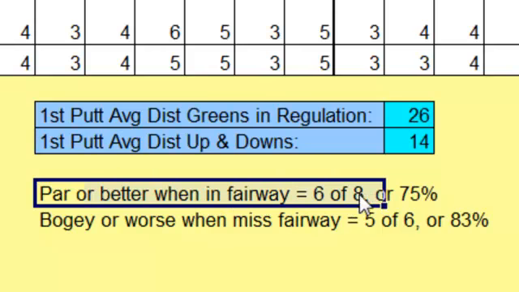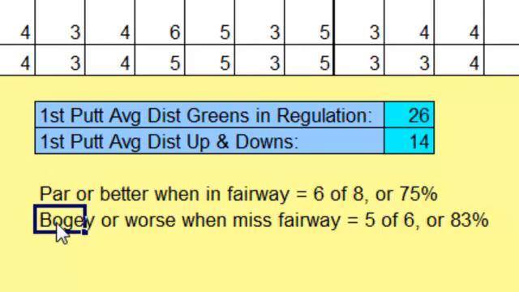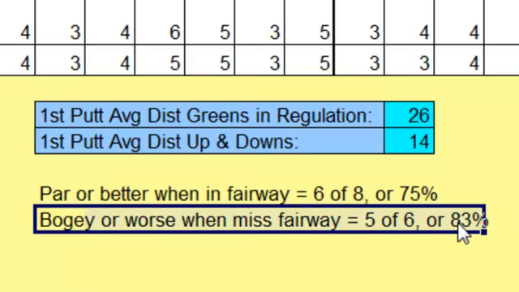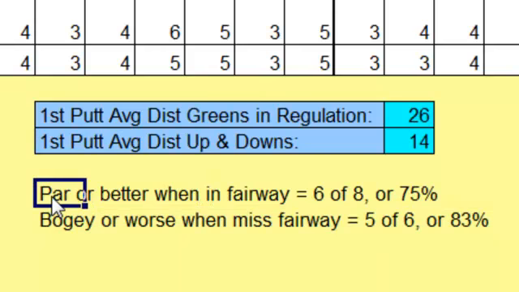Whenever I hit a fairway, I hit par or better 6 of 8 times. In other words, 75%. Now compare that to when I made a bogey. When I missed a fairway, 5 out of 6 times, I made a bogey. So what jumps out immediately from that is I got to hit more fairways if I want to make more pars. So that's one of the key insights I take away from this.